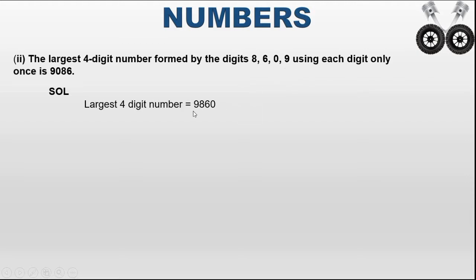9. So 9 is written first. What is the next biggest number? 8. That should be written second. What is the next biggest number? 6. That should be written third. And the last digit is 0, so that should be written last.